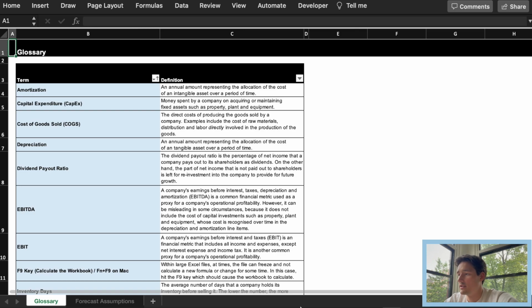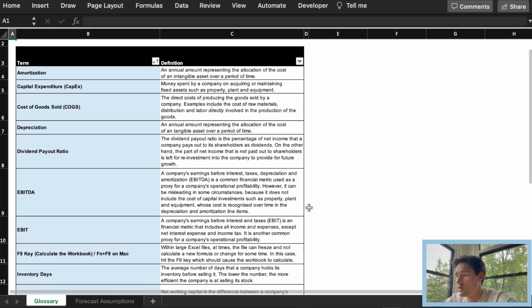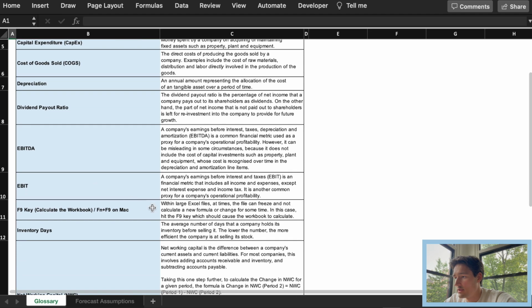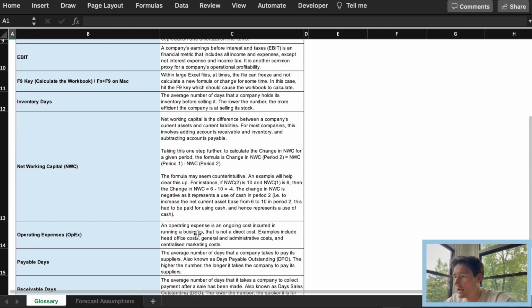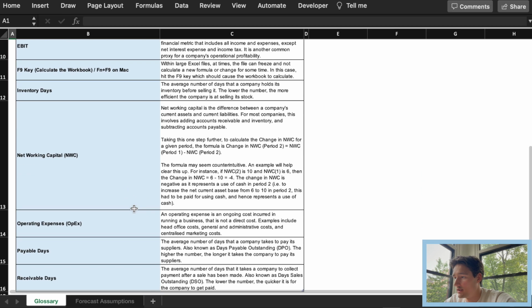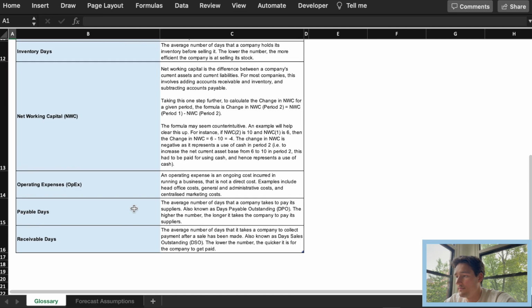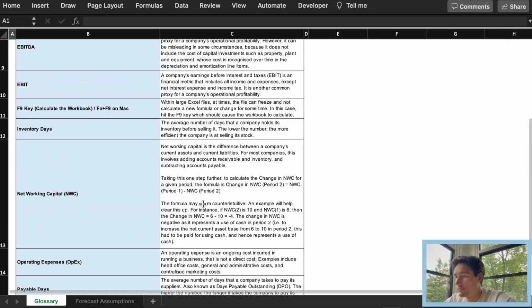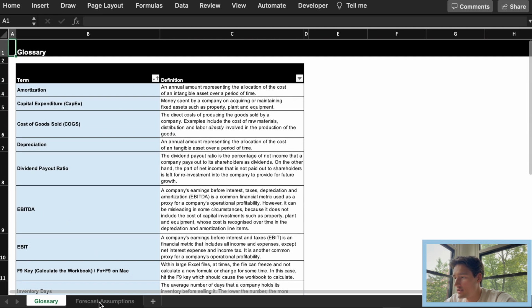So as we begin, we start on the glossary page, which has some key terms and definitions. We have some pretty basic ones here that we'll be focusing on. I think the most complicated ones are net working capital and operating expenses that we will be inputting. So let's go to the forecasting assumptions.